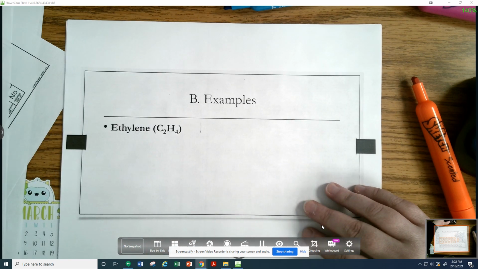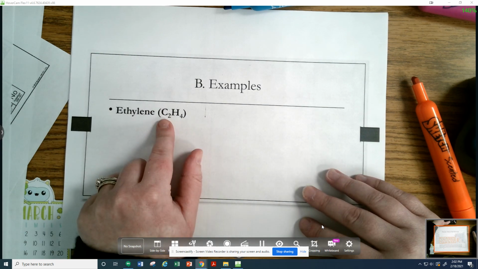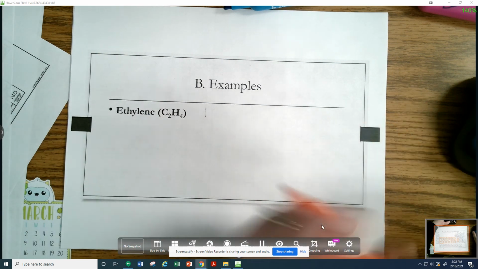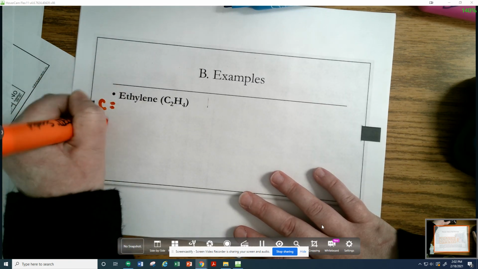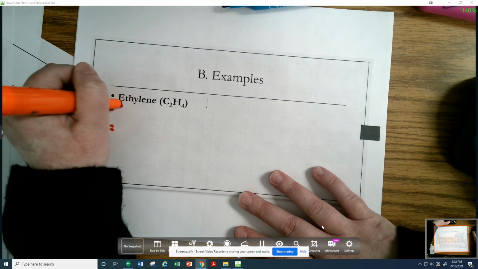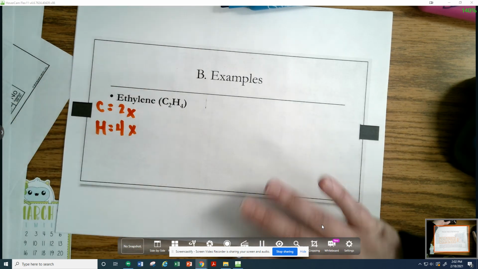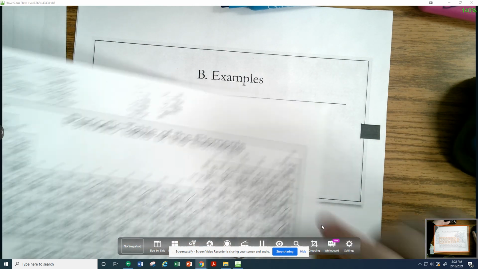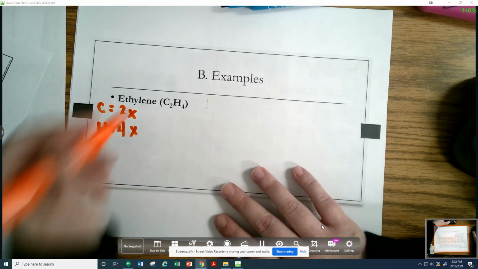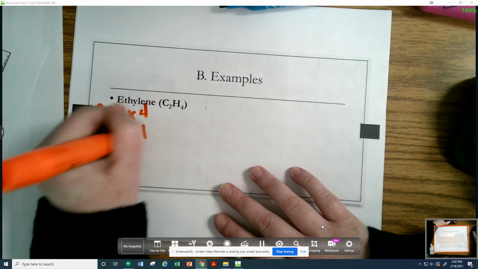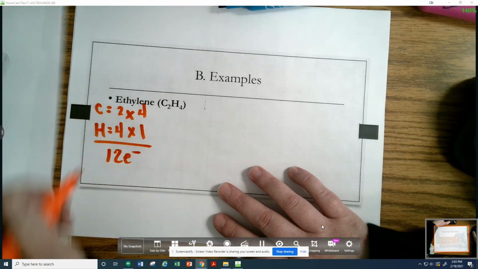So the next example, this is an organic compound called ethylene, so C2H4. So we need to start out with valence electrons. So we have carbon and we have hydrogen. Looking at the chemical formula, we have 2 carbons, we have 4 hydrogens. Then you would access your periodic table. Looking at our setup, carbon has 4 valence electrons, hydrogen has 1. So we have 8 plus 4, so we have a total of 12 electrons to spend.